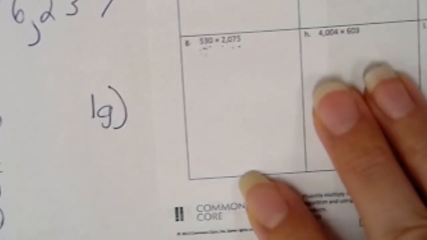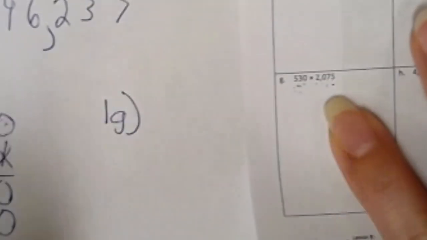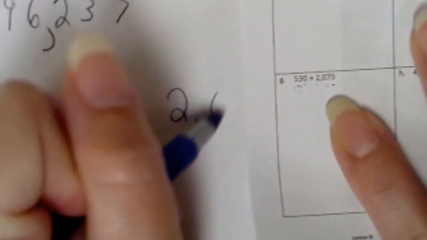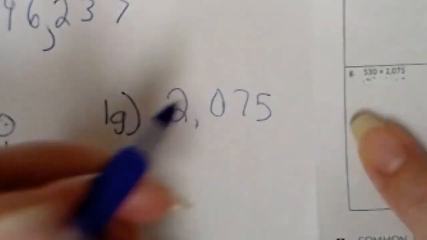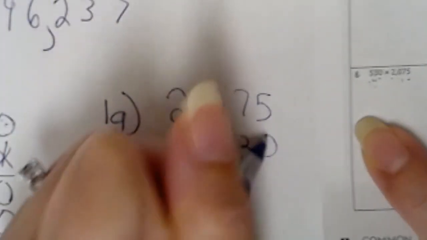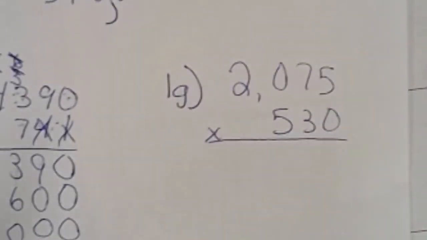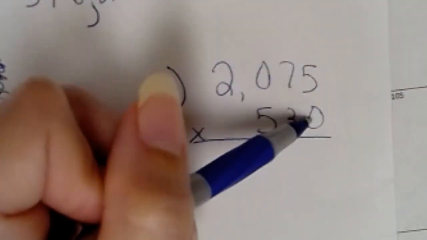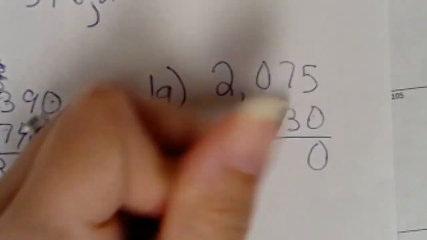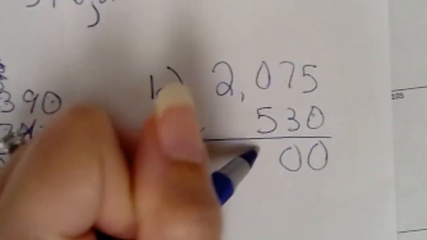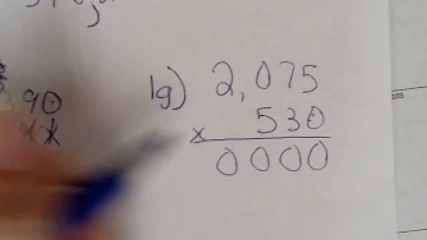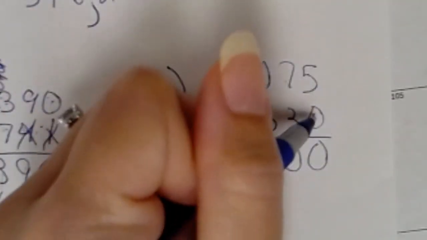And since it is easier to put the larger number on top, we're going to take letter G and we're going to put the larger number on top. 2,075 times 530. All right. Our ones place is a 0. 0 times 5, 0. 0 times 7, 0. 0 times 0, 0. 0 times 2, 0. Lots of zeros.